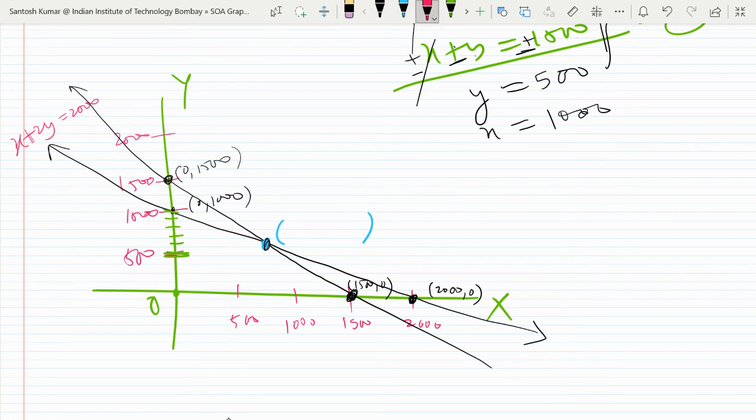So this is not an accurate graph. I'm drawing roughly, so that's why you may not guess by looking at the graph. But if you draw on graph paper, then you can directly guess. See, this x coordinate is 1000, and this is 500. The graph is not accurate because I have drawn irregularly, and I'm not using a scale. So okay, let me correct it.